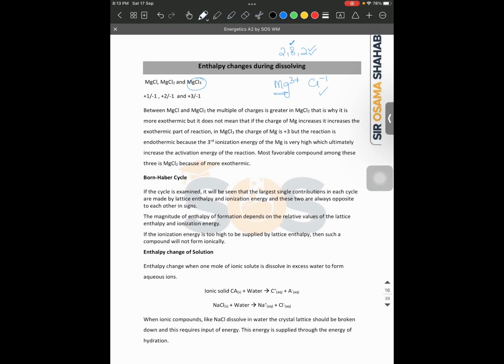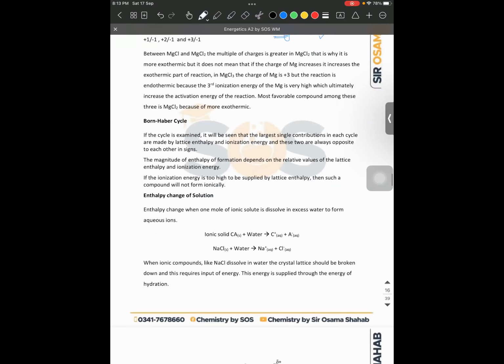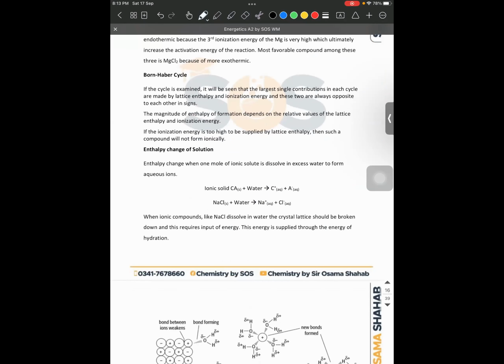Yes, sir. Okay, then if we talk about the Born-Haber cycle, we know that the Born-Haber cycle has a lot of things, and the largest single contribution is what? It is from lattice enthalpy, right? And apart from that we have ionization energy, and many other different signs, and we know that we learn a lot of things in the Born-Haber cycle. We are not going to discuss this again. It is just for your remembrance, and I have written this here as a conclusion so that you can look at it whenever you need, right?